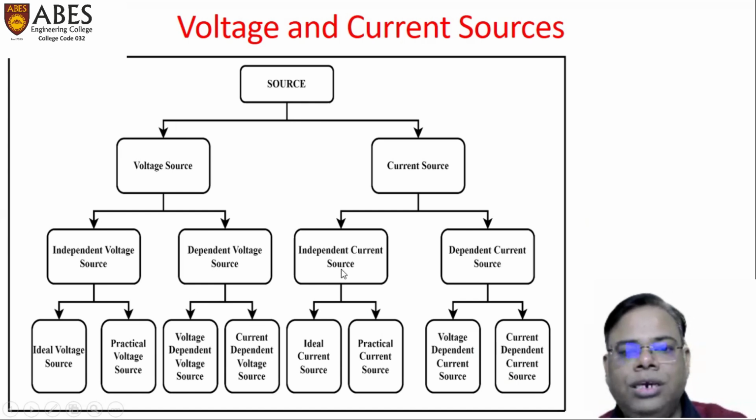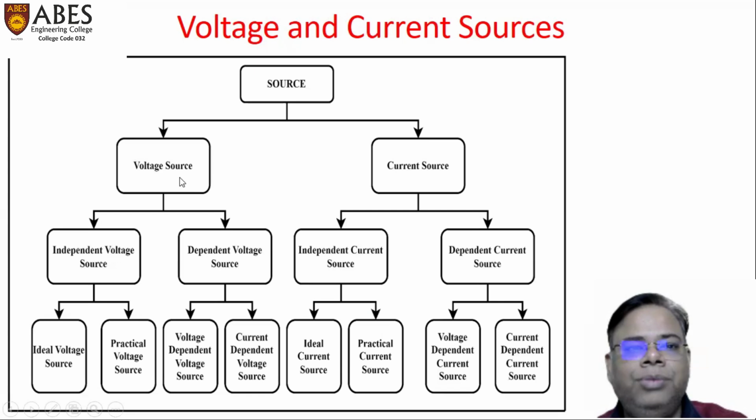Similarly, we can say for the independent current source, it can be subdivided into two categories. First one is ideal current source, second one is practical current source. And dependent current source can be subdivided into further two categories. First one is voltage dependent current source and second one is current dependent current source. Now this one is the categorization chart of various types of electrical sources.